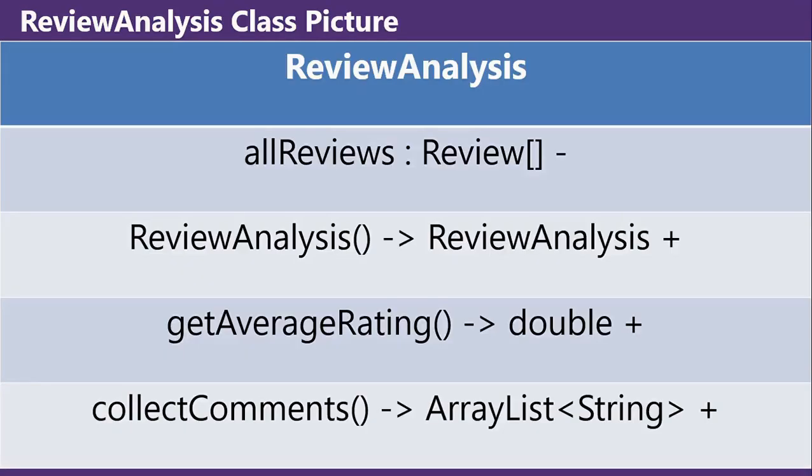You have a private member, allReviews, that's a Review array, a ReviewAnalysis constructor that's public, a getAverageRating method that returns a double and is public, and a collectComments method that returns an ArrayList of Strings and it's public.